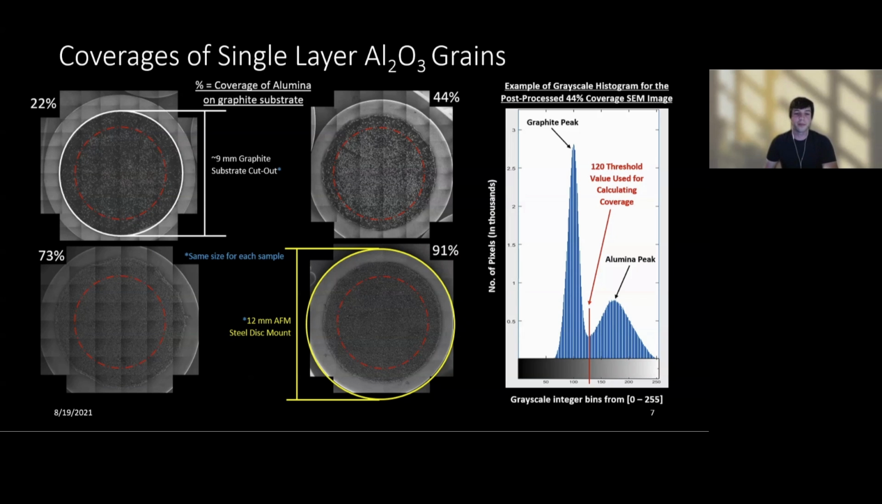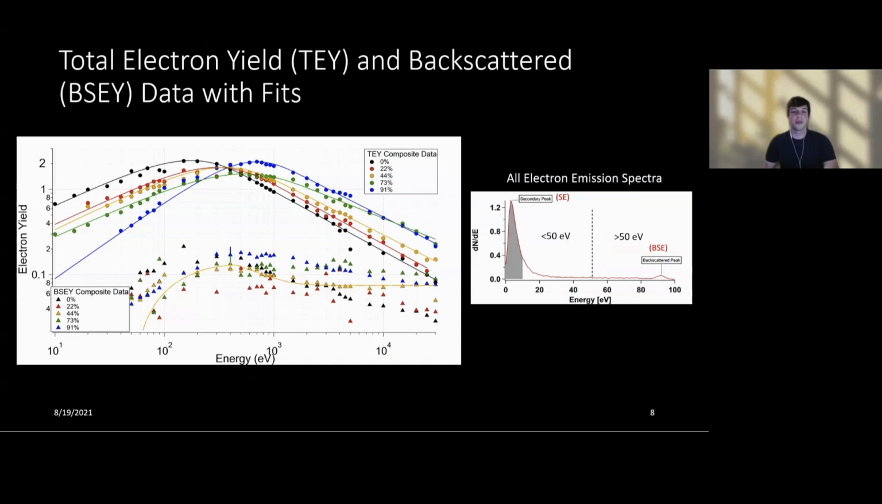Next slide, please. Here we have composite data sets that are most representative for the fits we have applied. We have taken a lot more data than this, but if we were to put it all on one graph, it would be overwhelming. Therefore, the main purpose of this slide is to show that we measured total yield and backscattered yield and calculate the difference to get the secondary yield.